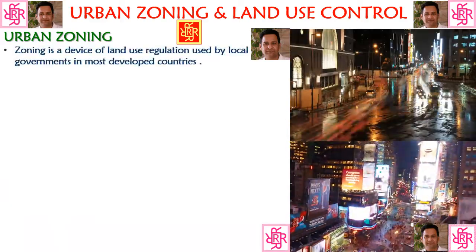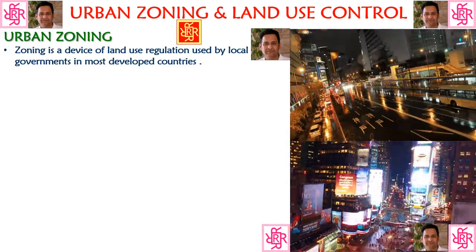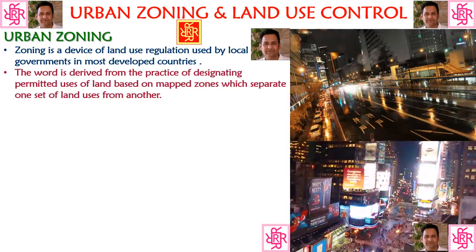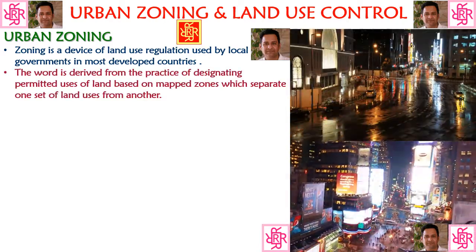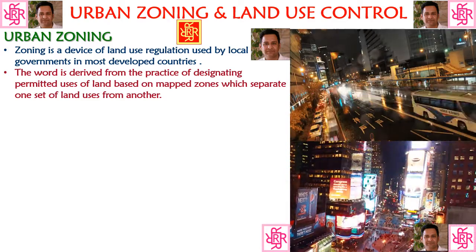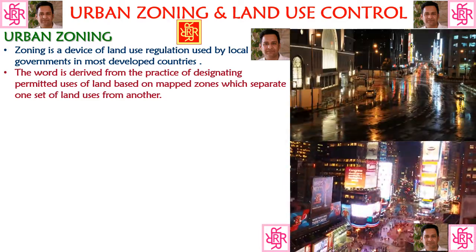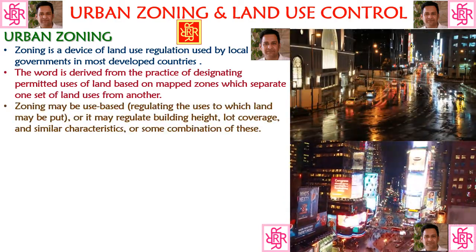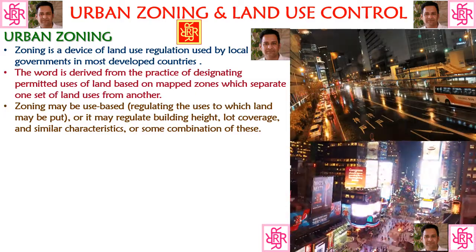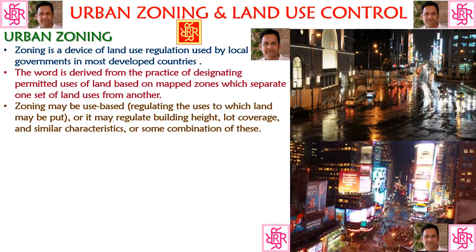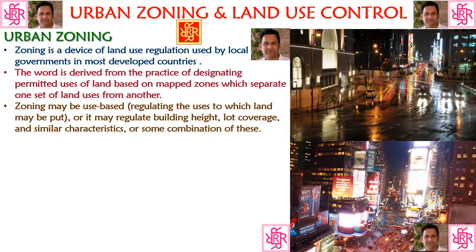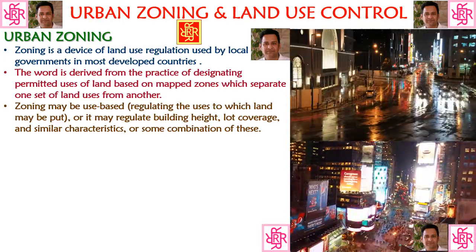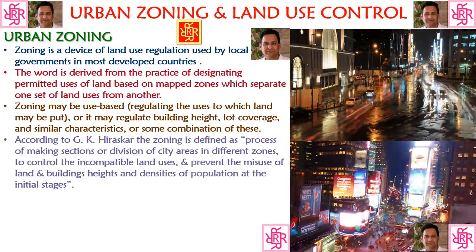What is urban zoning? Zoning is a device of land use regulation used by local governments in most developed countries. The word is derived from the practice of designating permitted uses of land based on map zones which separate one set of land uses from another. Zoning may be use based, that is regulating the uses to which land may be put, or it may regulate building height, lot coverage or plot coverage and similar characteristics, or some combinations of these.